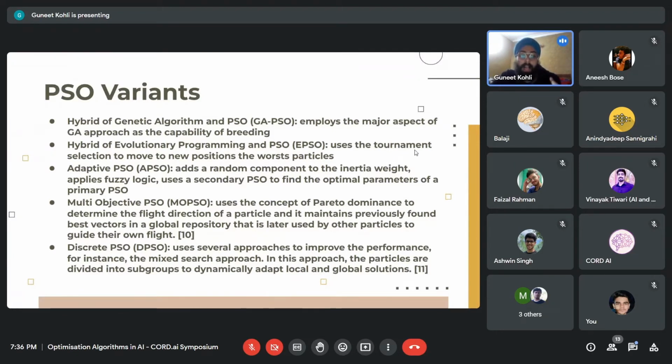It has the hybrid of genetic algorithm and PSO, like GAPSO, which uses genetic algorithm. I'm not sure if people know, so you can give me a raise of hand: who all know about genetic algorithms, so that I can get an idea? Okay, so at least one of you knows.